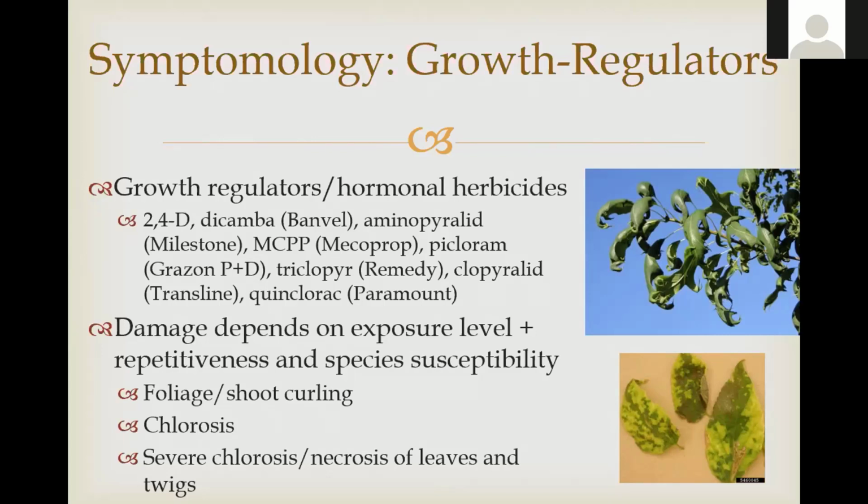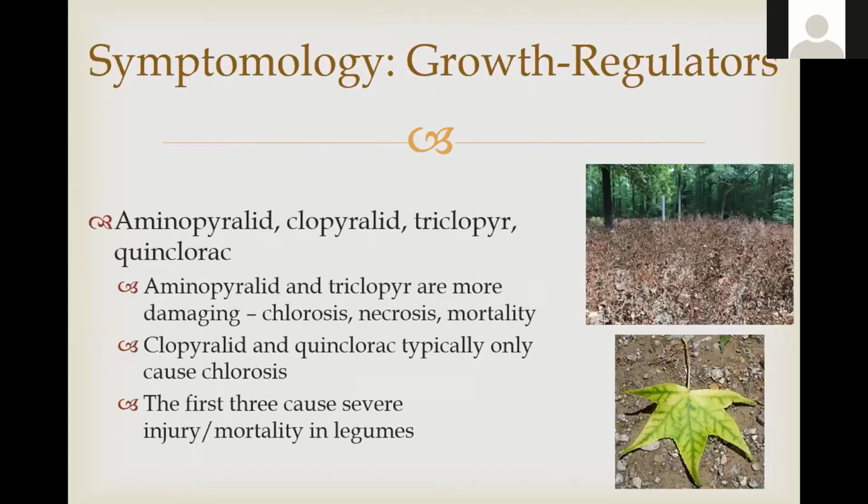And I'll show you a photo in a second of that, where you get to a certain exposure level and you actually start killing the woody tissue, not just the foliage. Translocation takes a lot of those other tissues out. Aminopyralid, clopyralid, triclopyr, and quinclorac, used for a variety of different things. Aminopyralid and triclopyr are going to be the more damaging of those, depending on when they're applied, and a lot of things that we don't have time to talk about.